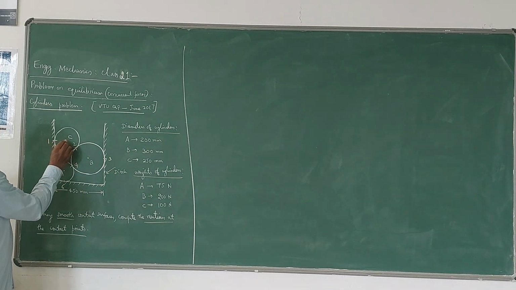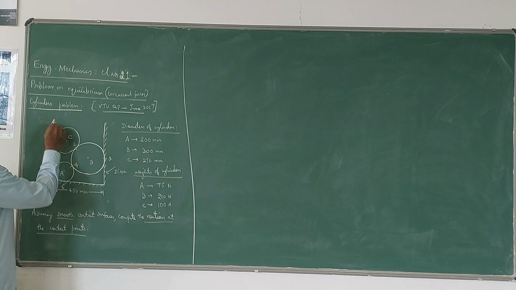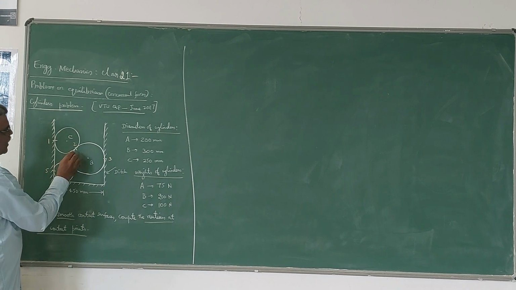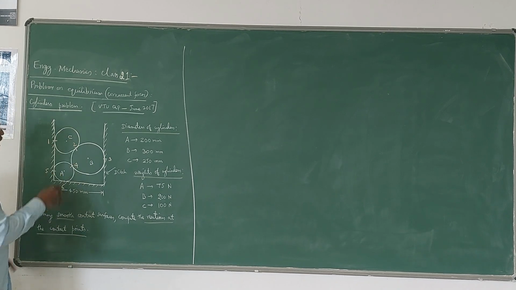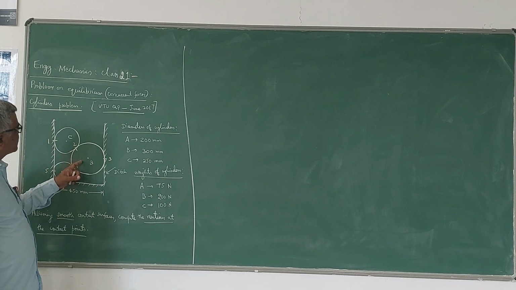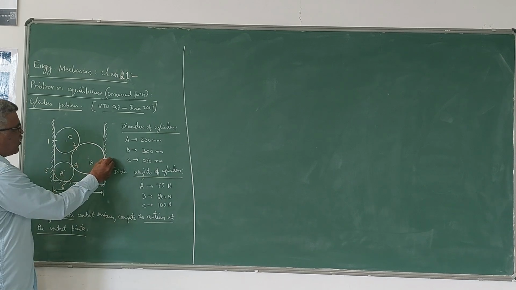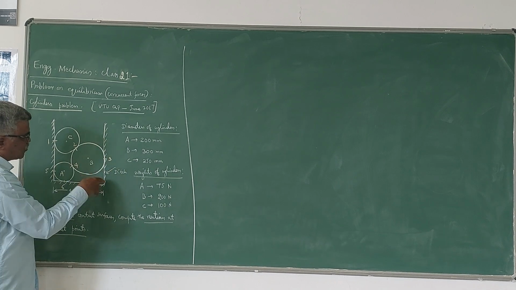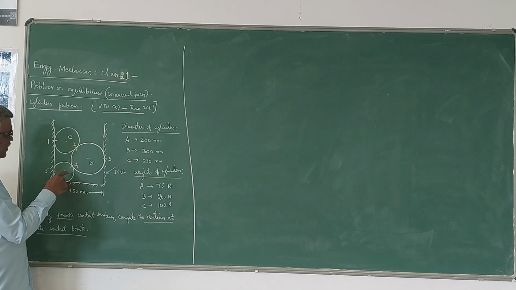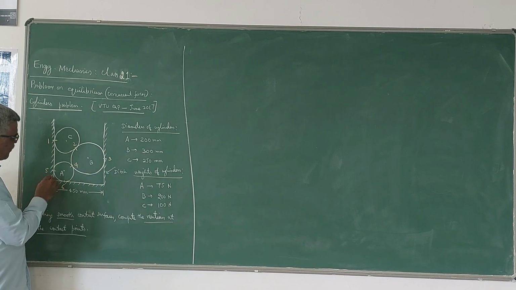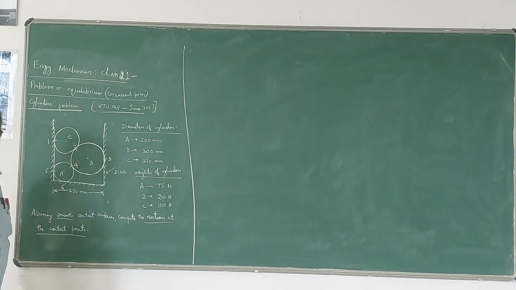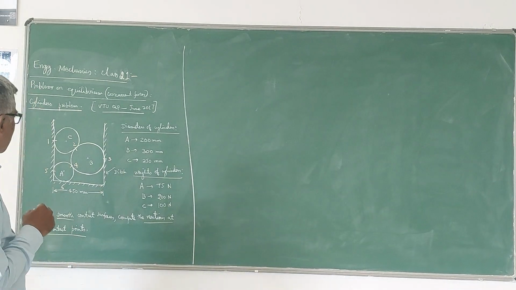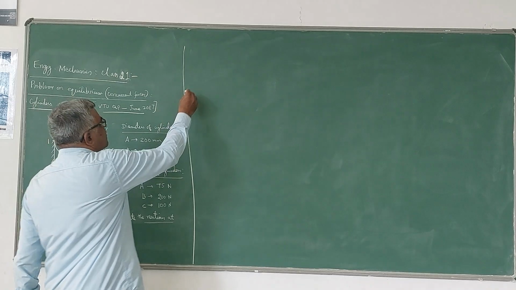one contact point here between the cylinder C and the wall. Then second contact point I am going to take between the cylinders B and C. Third contact point between the cylinder B and this wall. Fourth one between cylinders A and B. Fifth one between cylinder A and the wall. Sixth one between cylinder A and the floor. So there are 6 contact points here. So therefore, you will be having 6 reactions.